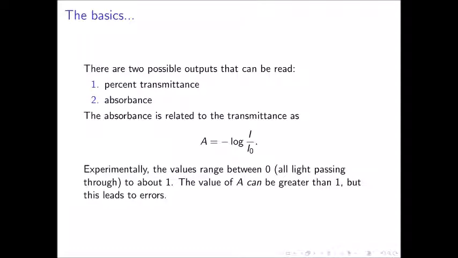The absorbance, denoted A, is related to the transmittance as it is the negative log of the transmittance, or the negative log of I over I0. Experimentally, the values of the absorbance range between 0, the case in which all of the light passes through, to about a value of 1. Note that the value of A can be greater than 1, but this typically leads to errors in our analysis.